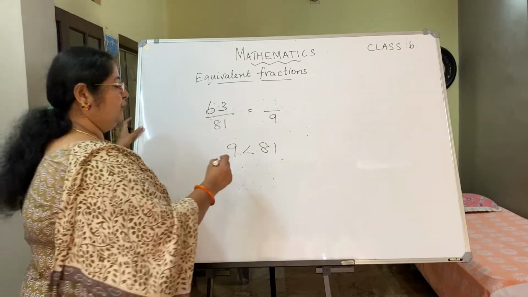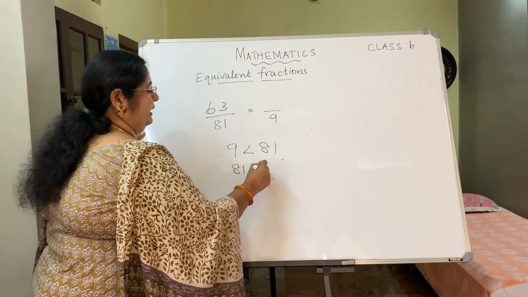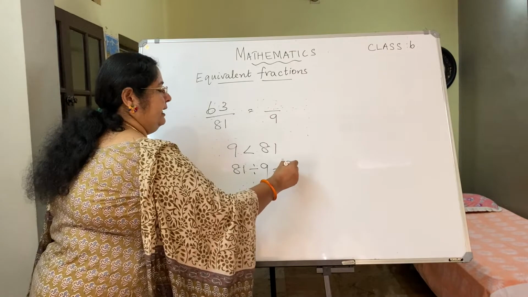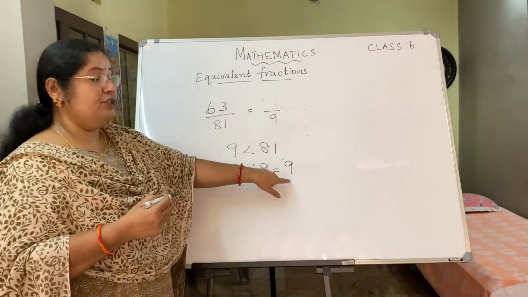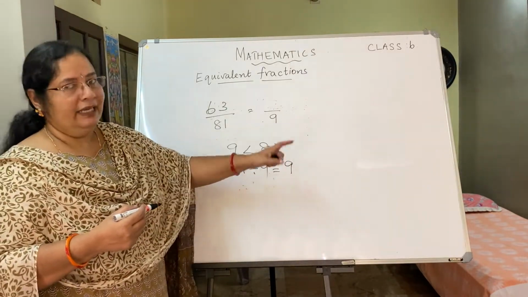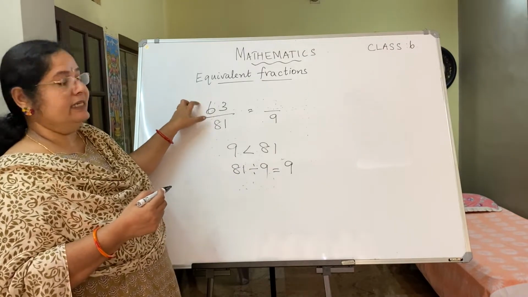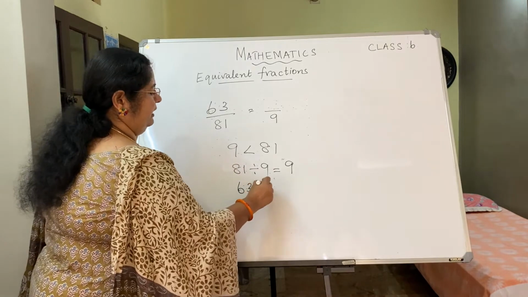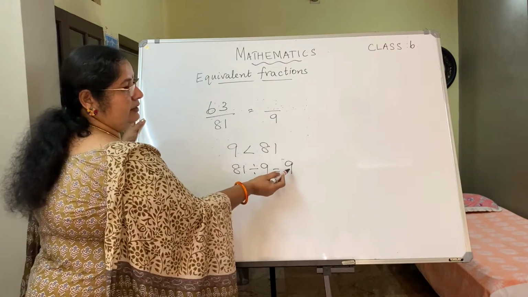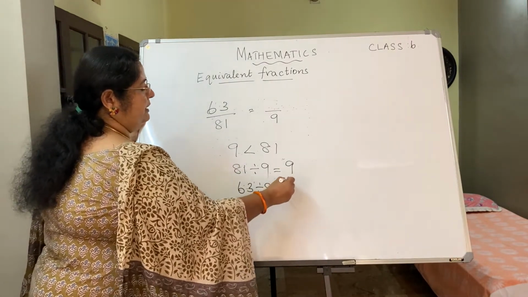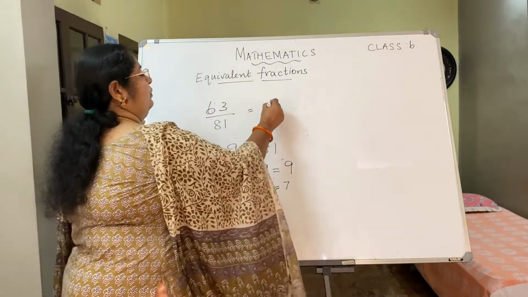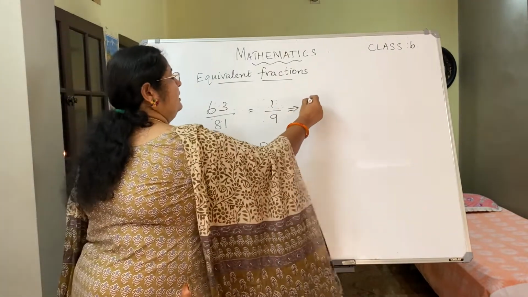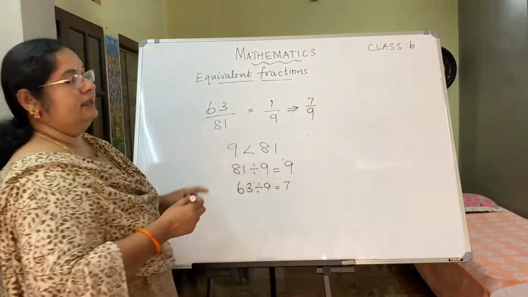So what you should do? 81 divided by 9. 81 divided by 9 how much? 9. 9 nines are 81. Now this quotient, what you have to do? Again divide the numerator with this quotient. So what is the numerator? 63 divided by this quotient 9 is equal to 7. So what is our required equivalent fraction? 7 by 9.